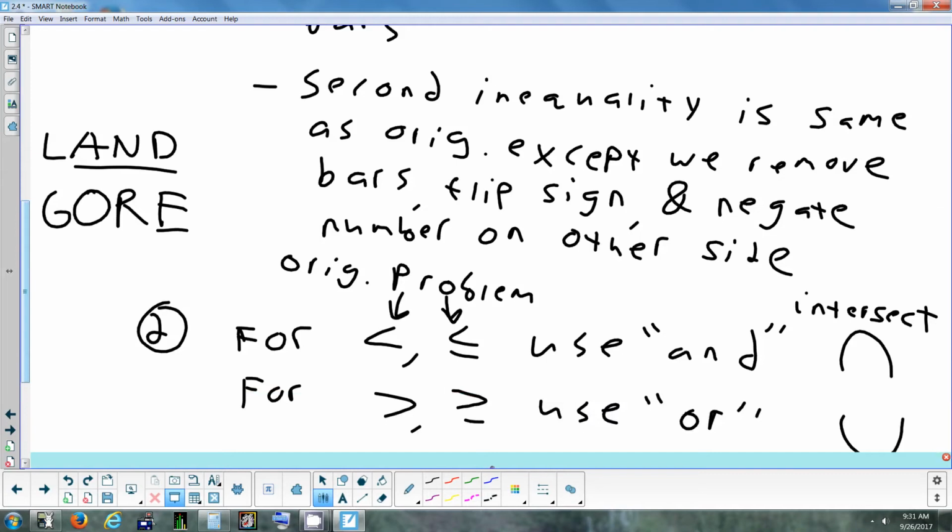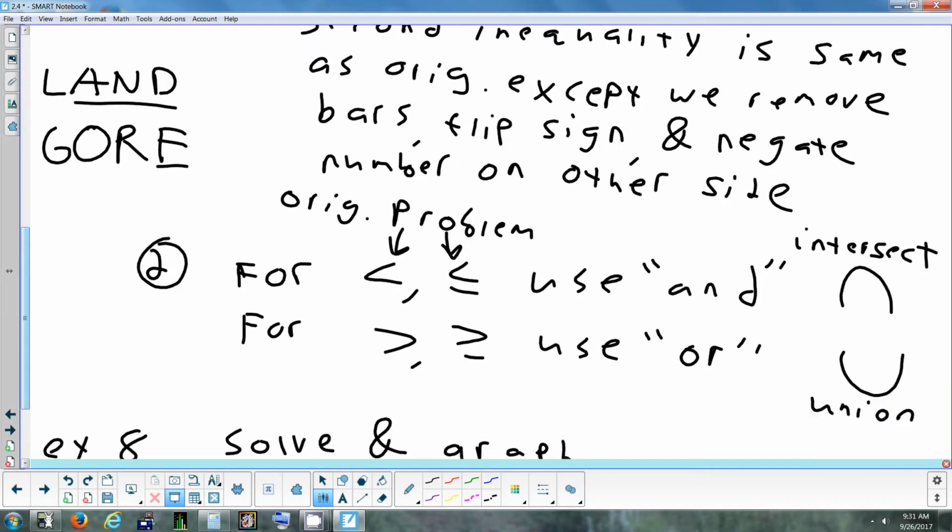Now, you use the words and or if you're writing it as an inequality. If you're writing it in set notation with brackets and parentheses, then you use these symbols. We use the intersect, and I think we've used the union symbol before, like when we have this or this interval. You can kind of think of an intersect like an overlap.